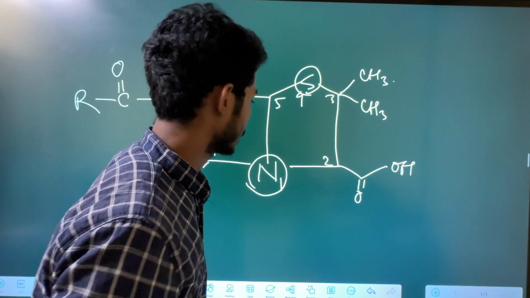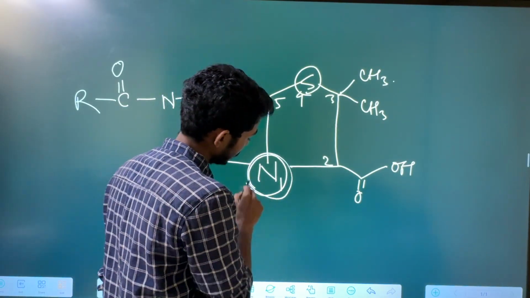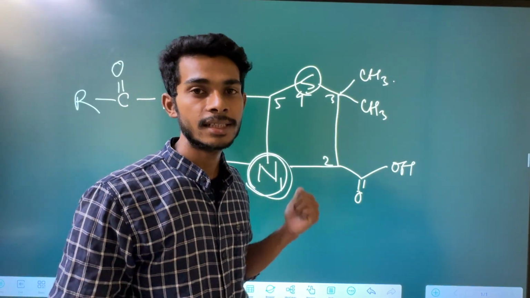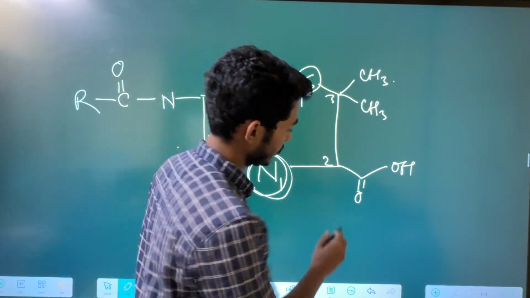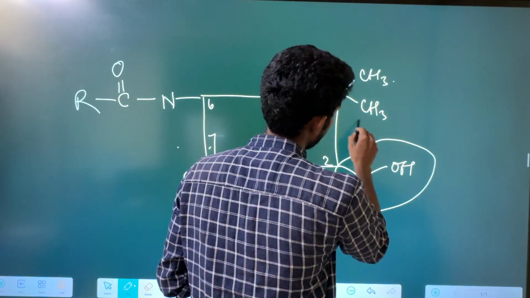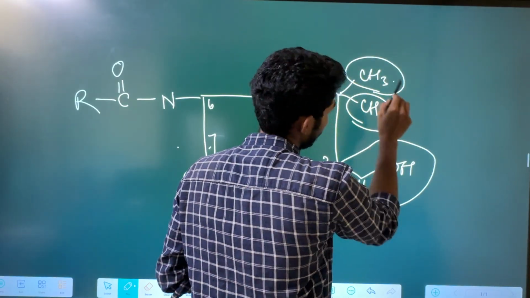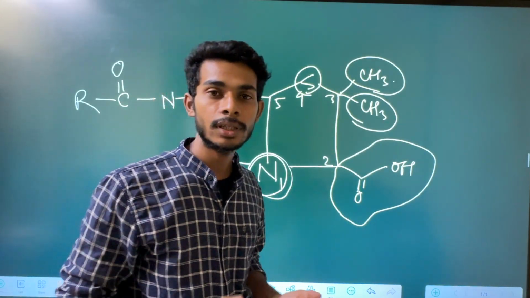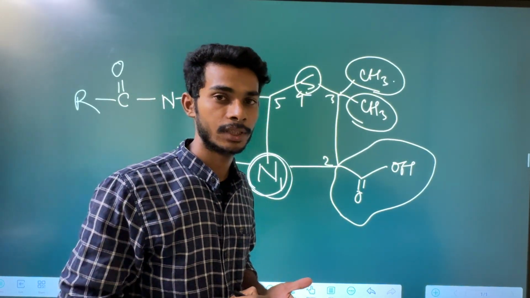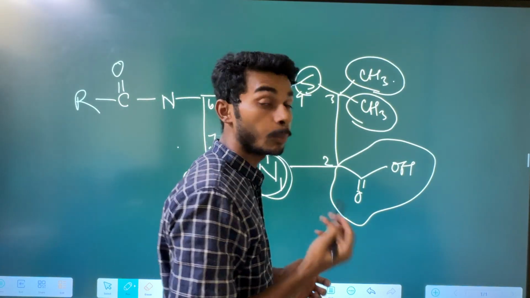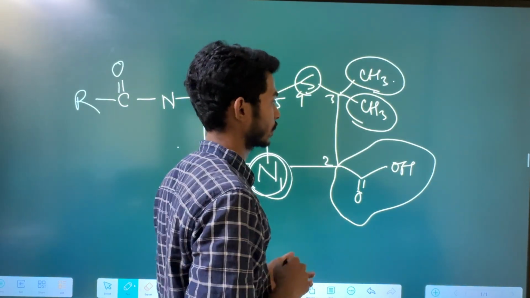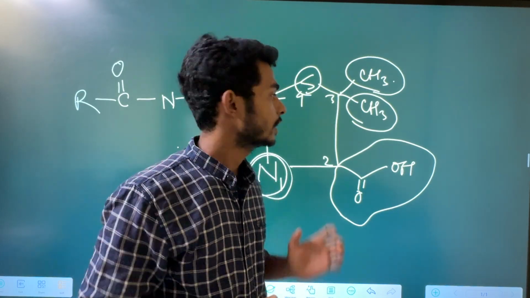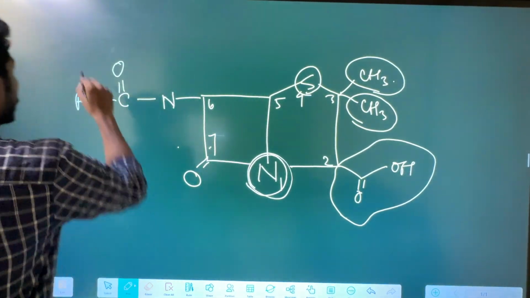Now the important thing is that we'll see the SAR, that is structural activity relationship. That means the chemical structure of the penicillin: what chemical side chains are present, and how these side chains bind to the receptor inside the body and show the pharmacological activity. Also which side chain is important for what activity, which side chain is important for the stability, and which side chain is important for the activity. These things are very important for the SAR. You have to remember everything.